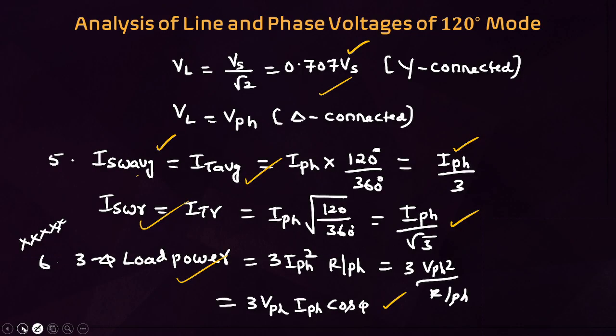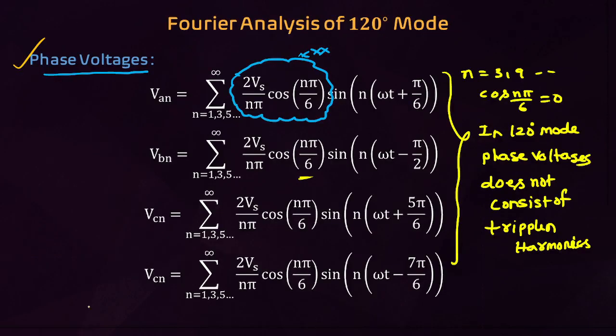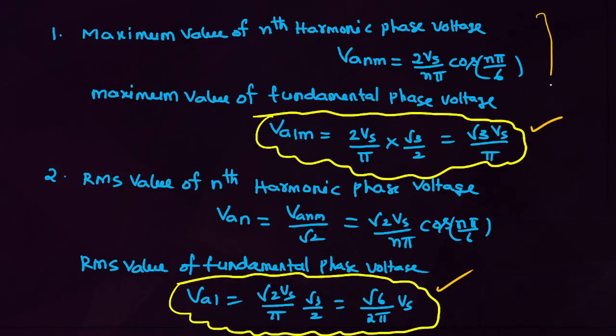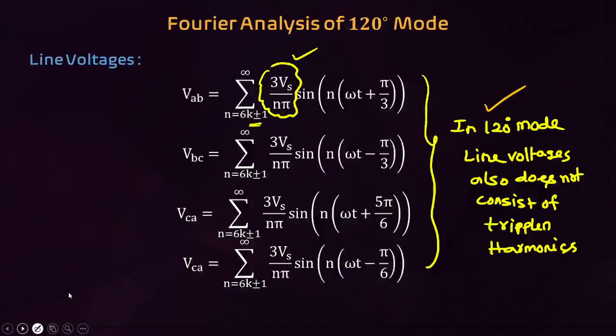3-phase load power. And the Fourier analysis of 120-degree mode. Fourier analysis for phase voltage: this no need to remember, but directly remember these direct formulas. What is the maximum value of nth harmonic phase voltage in 120-degree mode? First, at the start I gave the 180-degree mode; this is the 120-degree mode phase voltage. What is the maximum value of fundamental phase voltage in 120-degree mode? What is the RMS value of nth harmonic phase voltage? What is the RMS value of fundamental phase voltage in 120-degree mode?